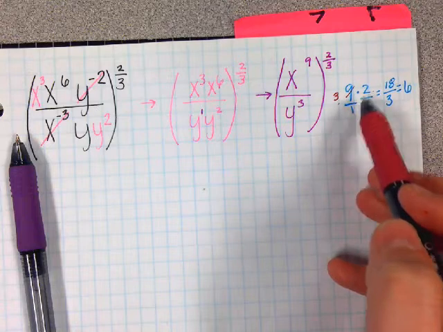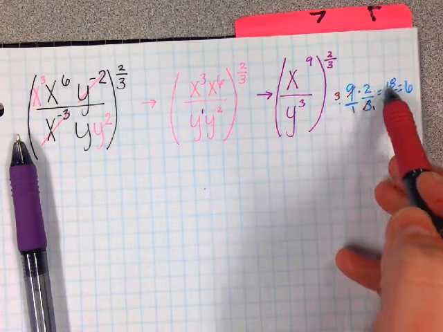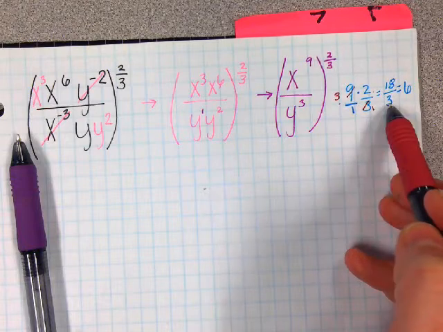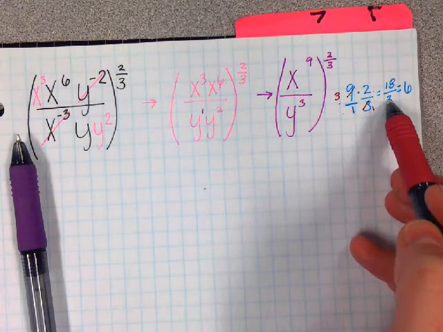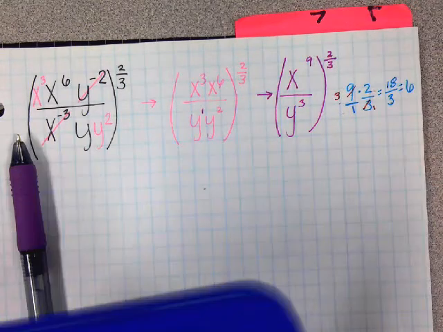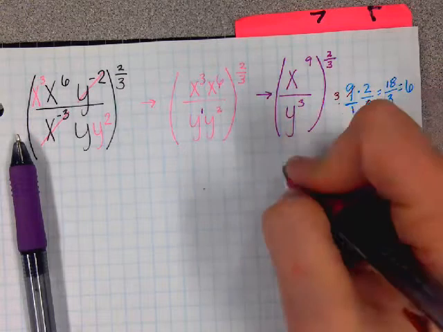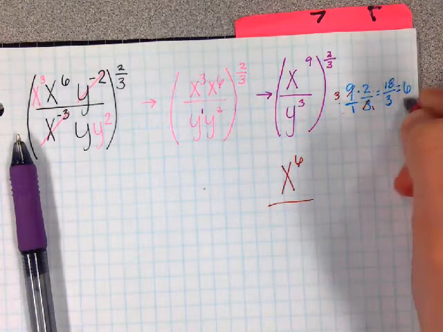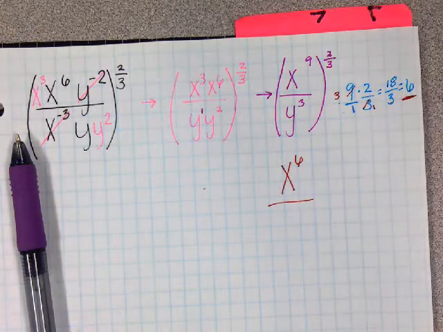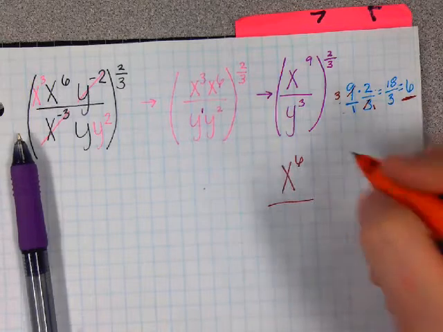This is definitely a review of fractions. So 9 divided by 1 times 2/3. 9 times 2 is 18. 3 times 1 is 3. Multiply numerators, multiply the denominators, and then 18 divided by 3 is 6. So then we could rewrite x as x to the 6th power because of that.